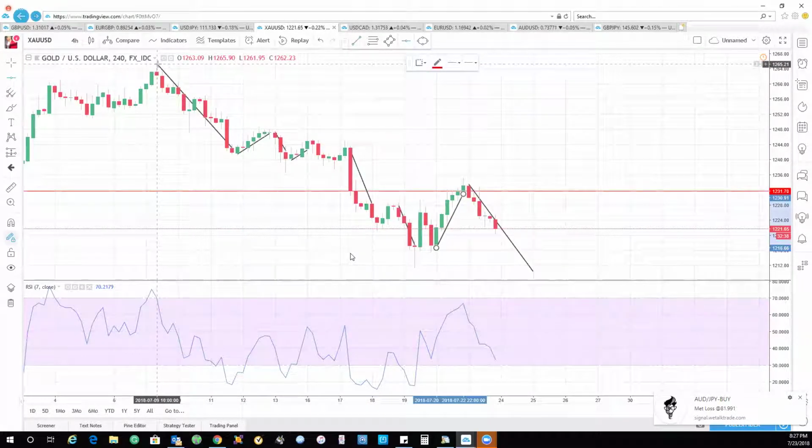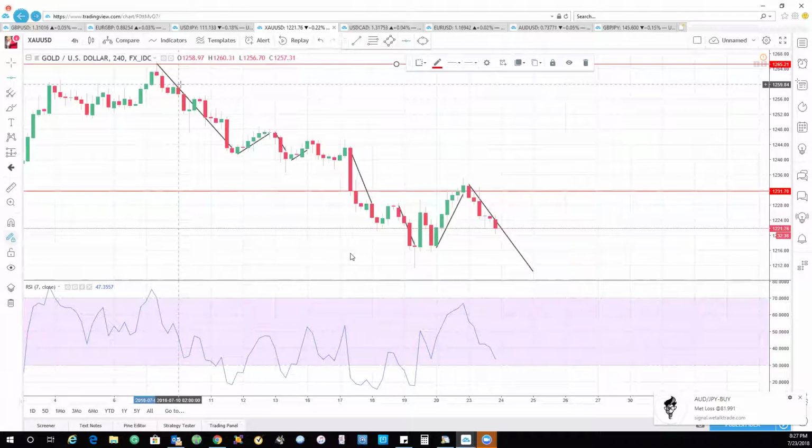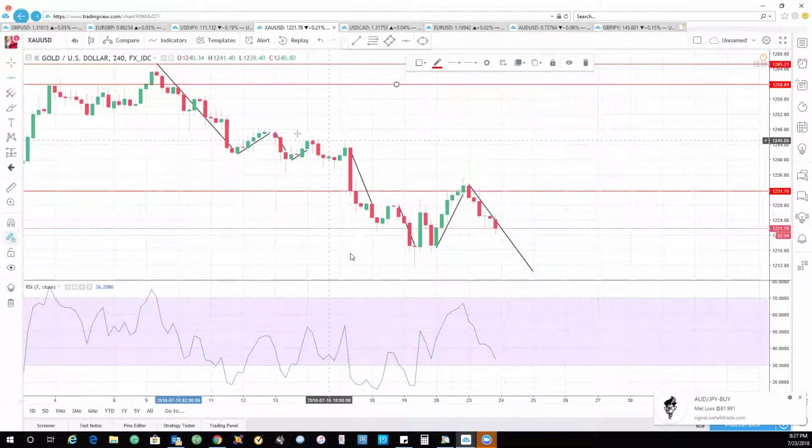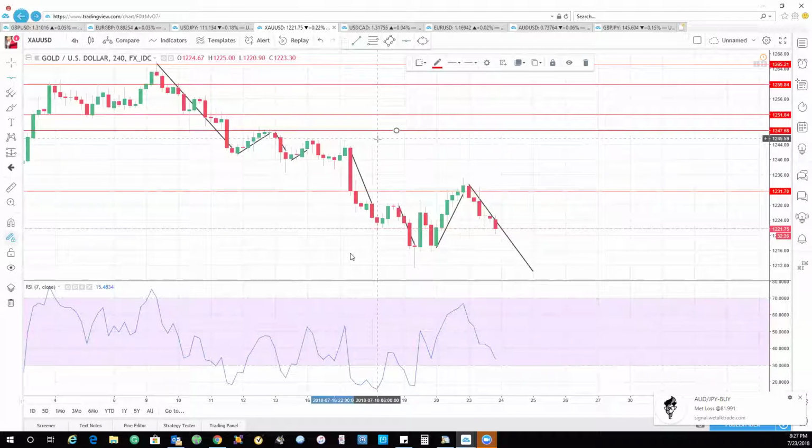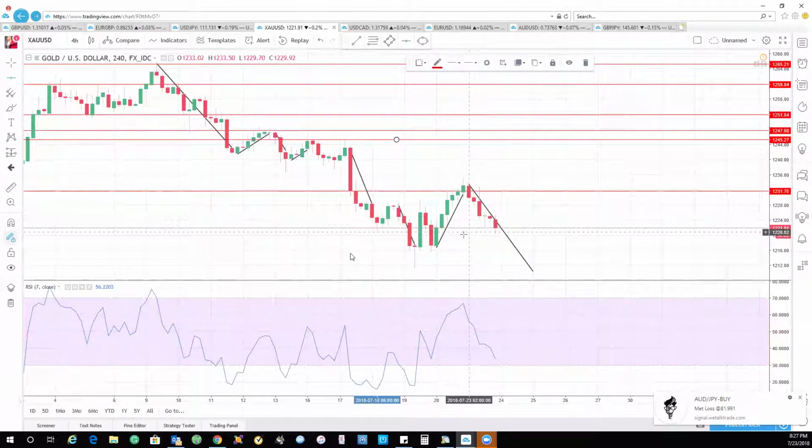So this is the top right here. So it's automatic resistance. This is a resistance line right there. Another one right here. Another one right there. Another one right there. So you wouldn't do just one big trend line, you would break them up?